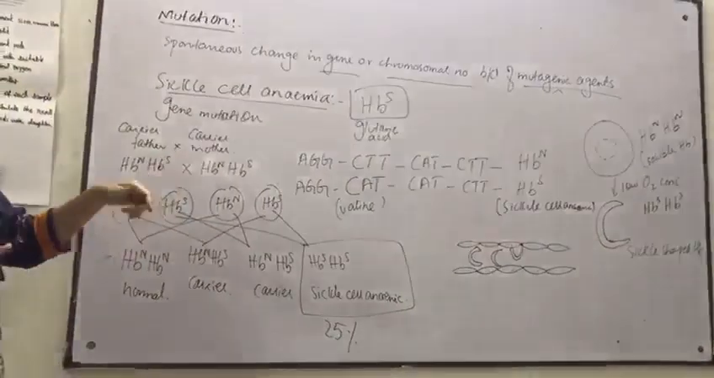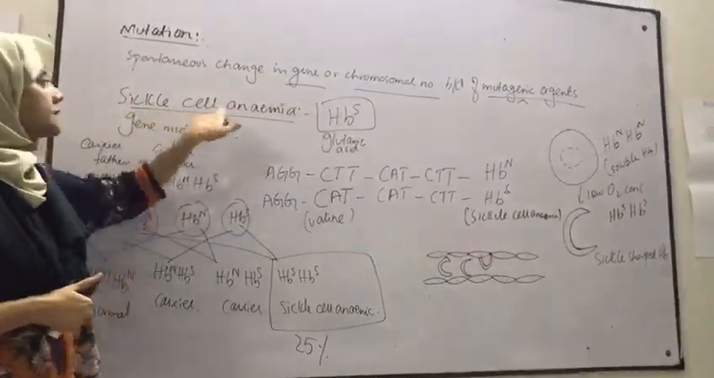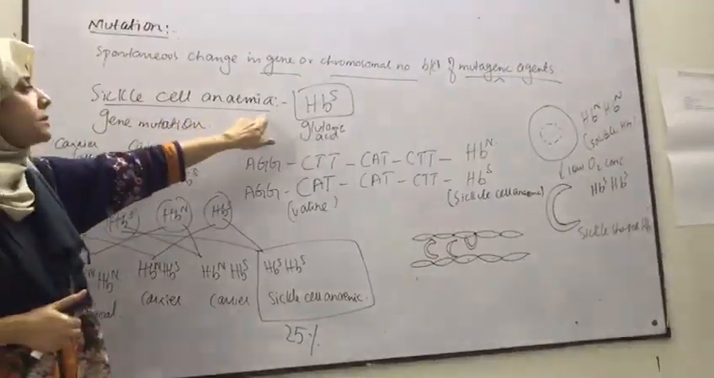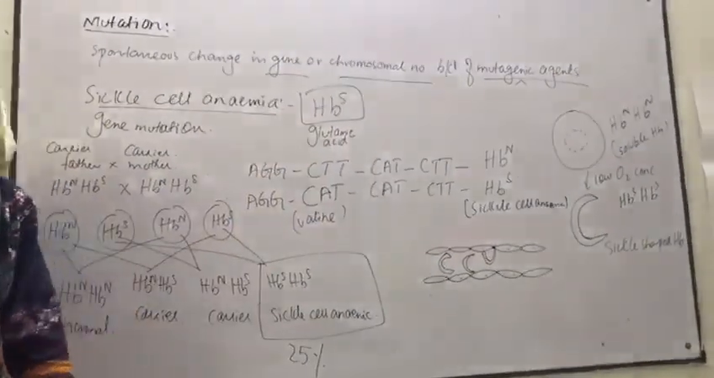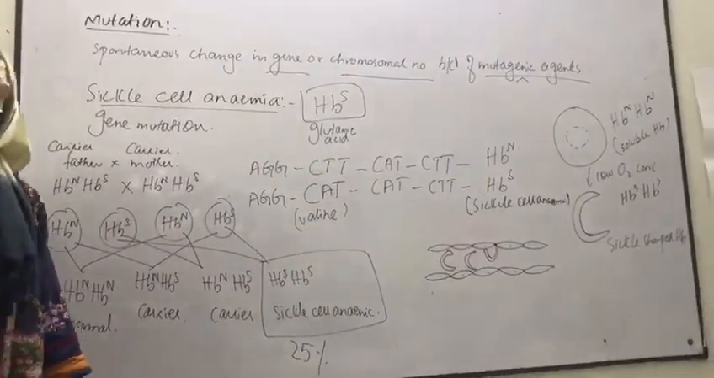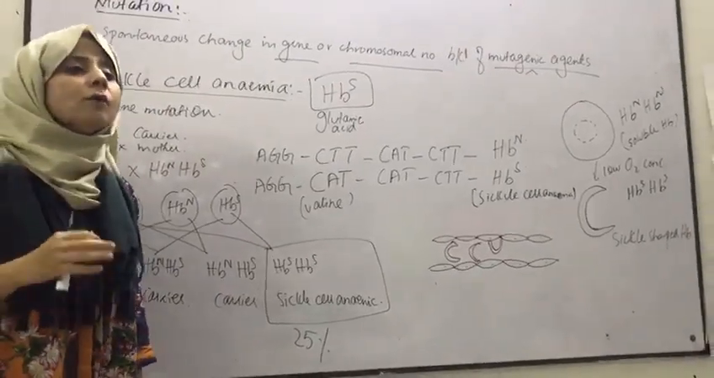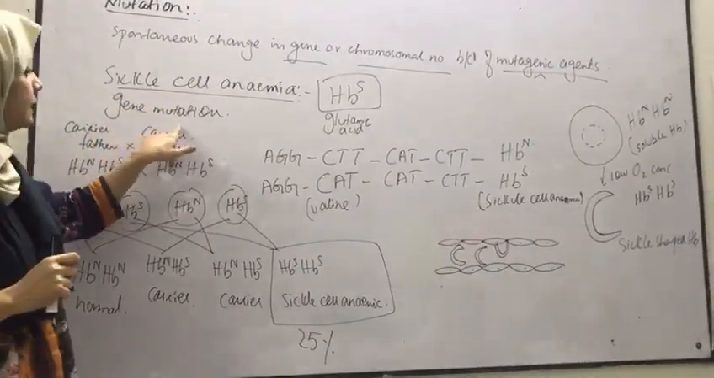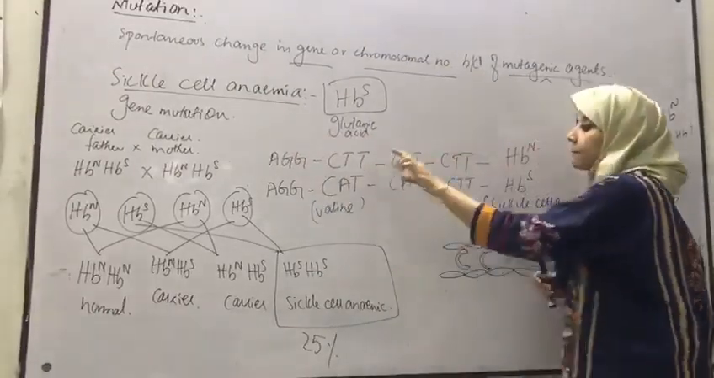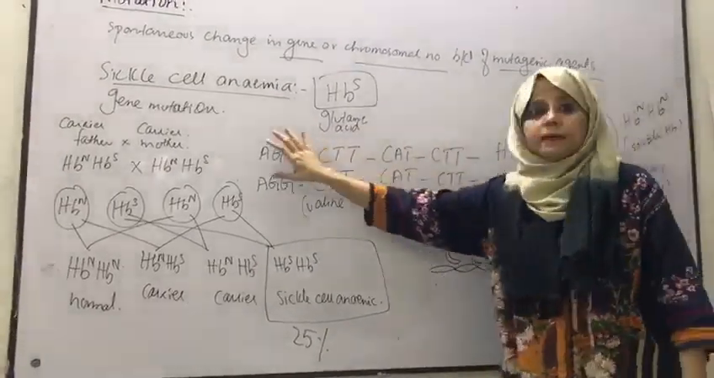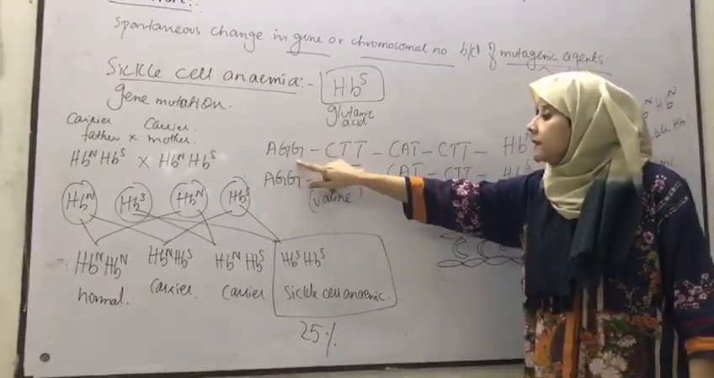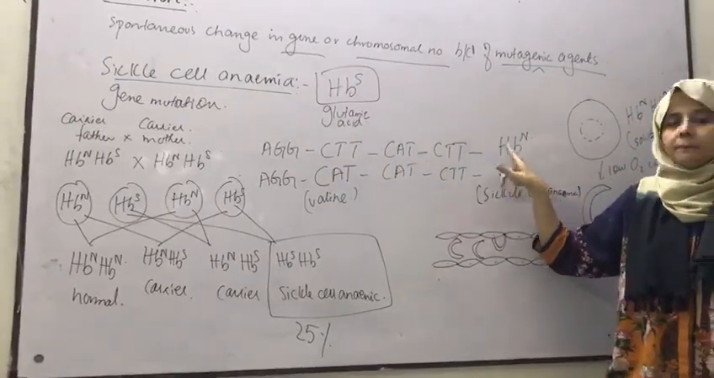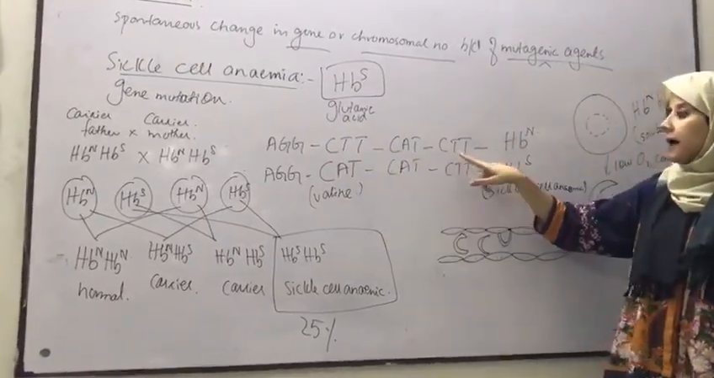That's it. Now in CIE, the example for gene mutation is sickle cell anemia. Now what happened in sickle cell anemia? Sickle cell anemia happens because of the recessive allele. And as it happens because of the recessive allele, that means it is able to express itself only in the homozygous recessive condition. Clear? Now, for example, it's just an example, it's not the real coding. Let's suppose this is the coding that the DNA codes for the normal hemoglobin: AGG, CTT, CAT, and then CTT.